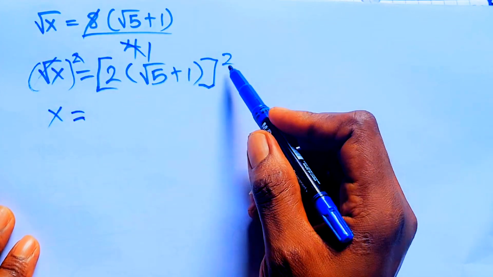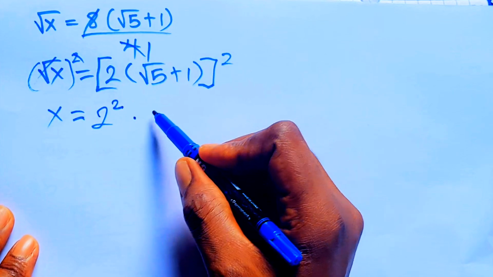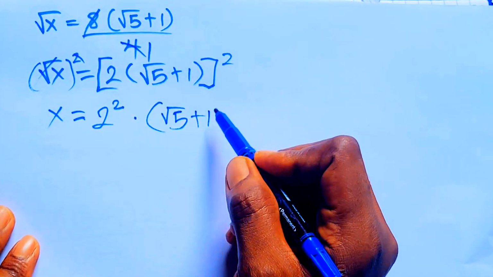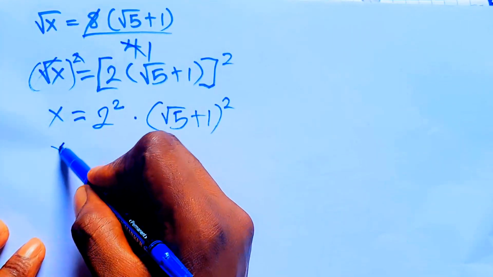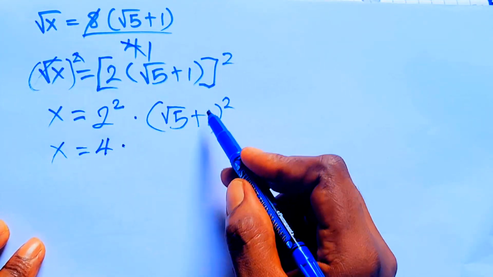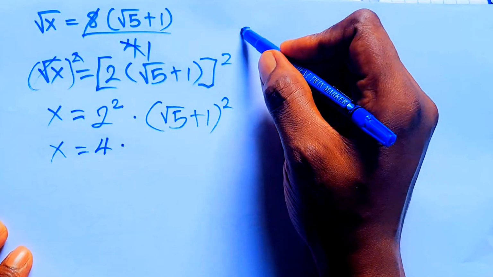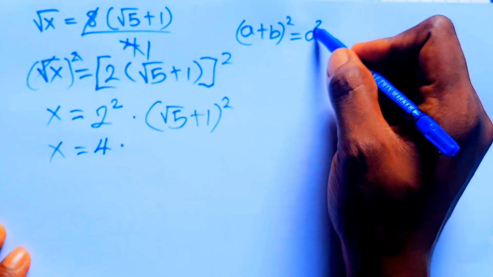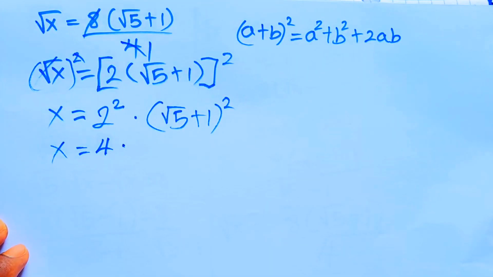Now, this will be equal to, we use this square to open this parenthesis. We have 2 squared times open parenthesis, square root of 5 plus 1 all squared. Okay, so this is what we have now. So we have x will be equal to 2 squared is 4 times, now there is a rule, an algebraic identity rule we are going to apply here. That will say that if you have a plus b all squared, this equals a squared plus b squared plus 2ab, okay.